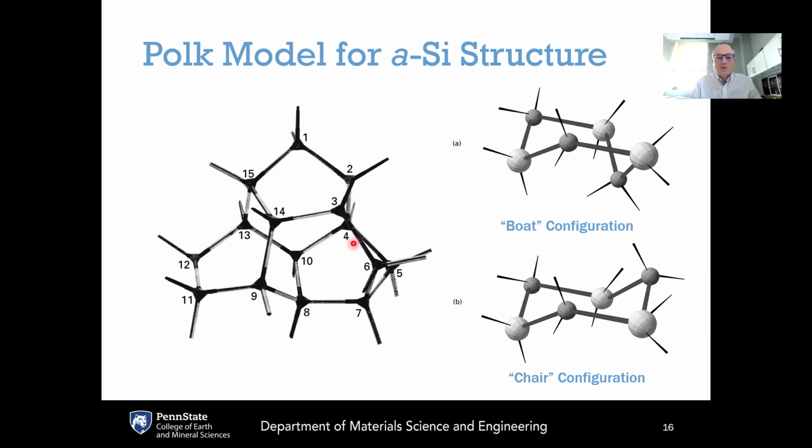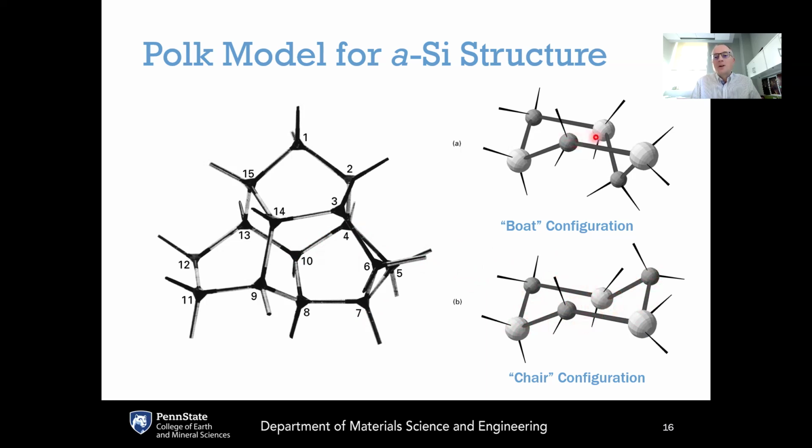This was an actual physical model that he built, and he identified different types of configurations of these four coordinated elements like silicon and germanium, where each of the elements here are four coordinated. They can go together in this type of chair configuration. If you use your imagination, this is like the foot of the chair, the seat of the chair, and the back of the chair. And so this is a type of six-membered ring configuration that can exist.